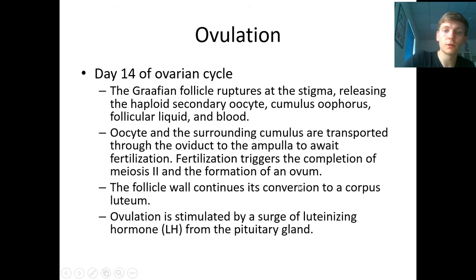So fertilization triggers the completion of meiosis II and the formation of an ovum. Only in fertilization does the secondary oocyte convert into an ovum, and then the ovum immediately converts into the zygote. So you should remember that the ovum is a very short stage. But now we should be concerned about the follicle wall.